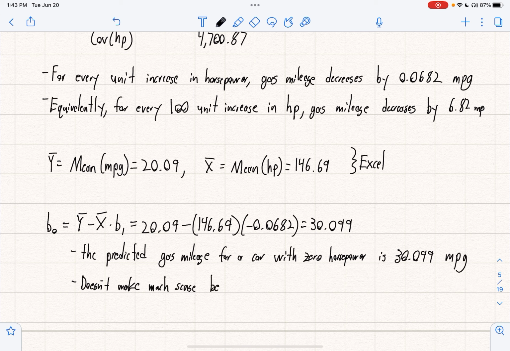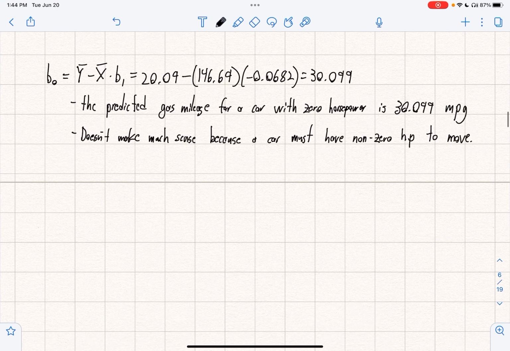And that's simply because a car must have non-zero horsepower to move. But essentially what we're saying is if a car has no power, it could still move. It should get about 30 miles per gallon. And these cars, I think, are from like 1978. It's an old data set, so that might explain why you might think some of these gas mileages are pretty bad.